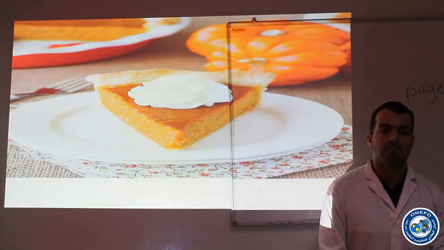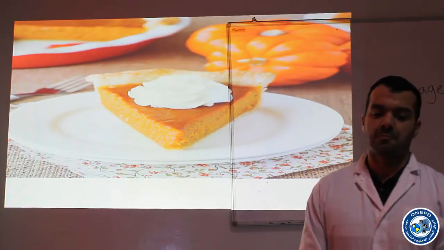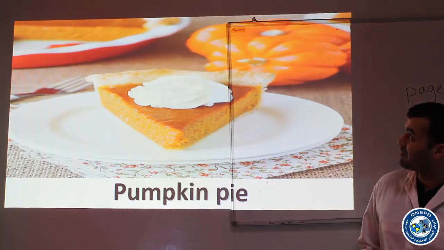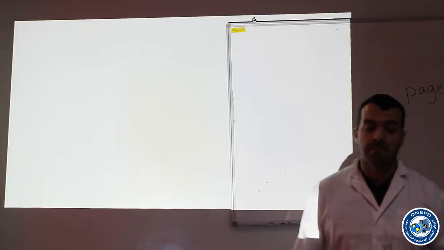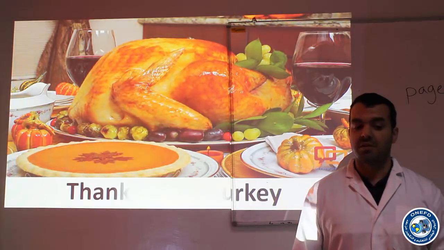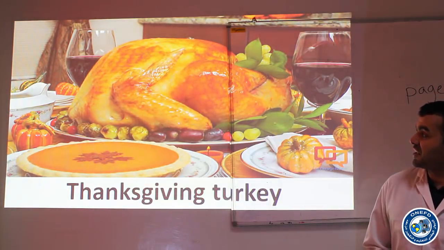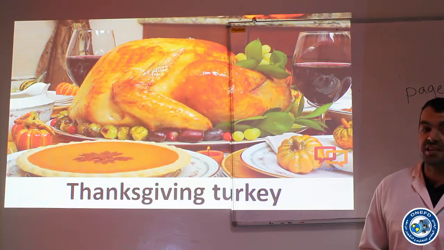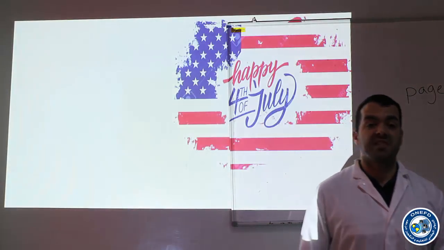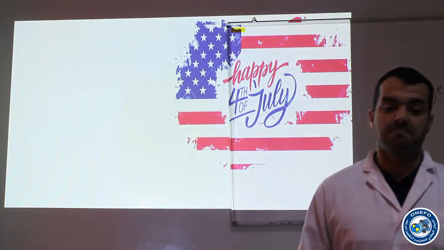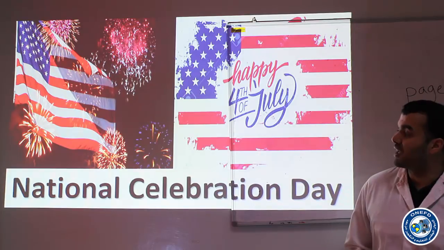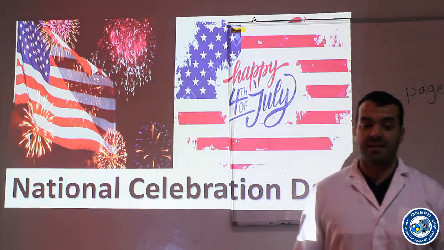Now, let's see some food in the US. This is the pumpkin pie. Some other famous dish also: Thanksgiving turkey. Now, what is the national celebration day in America? It is the 4th of July. The 4th of July is the national celebration day.